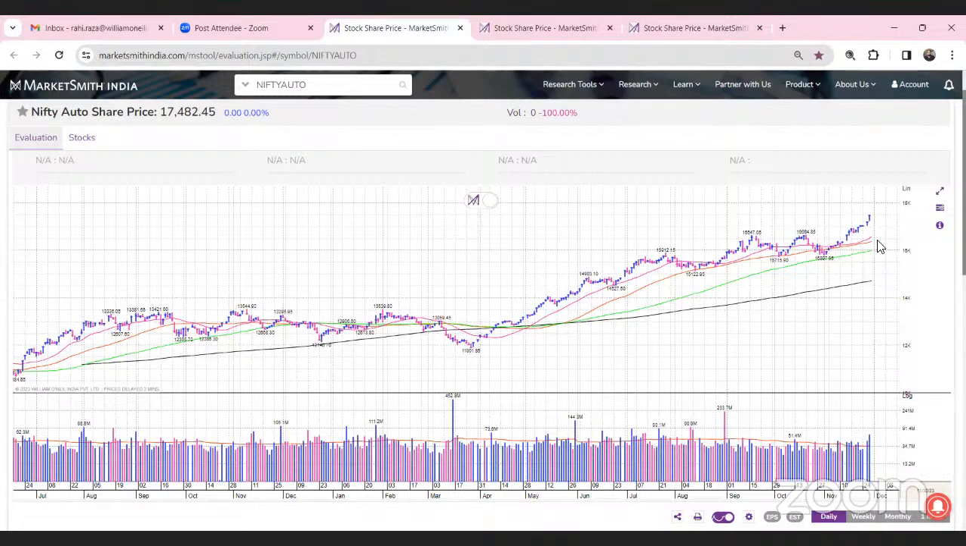Nothing more to discuss because it has already been discussed about the support and resistance level. Now it has already surpassed all its resistance. So I think this is about Nifty Auto.